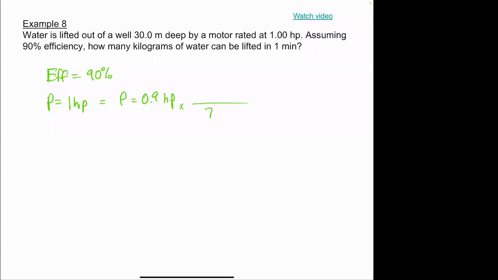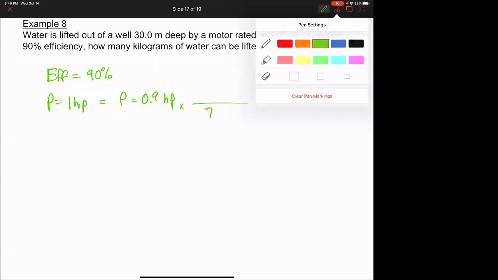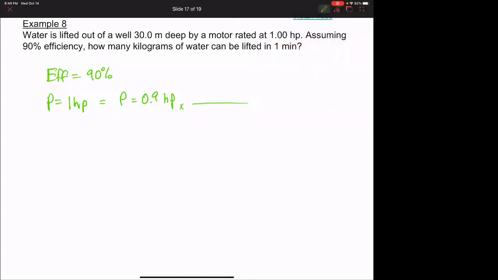So we're going to change that into watts. 1 horsepower is 746 watts, so we'll put 0.9 times 746, which is 671.4 watts. We know that our distance is 30 meters. The time is 60 seconds.